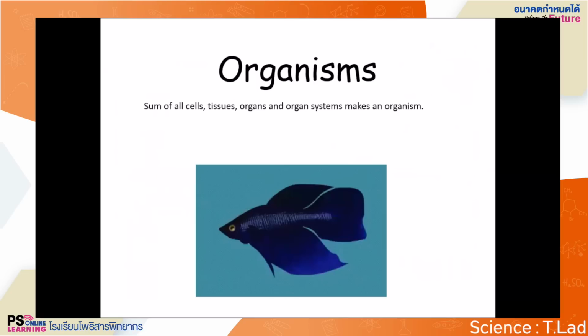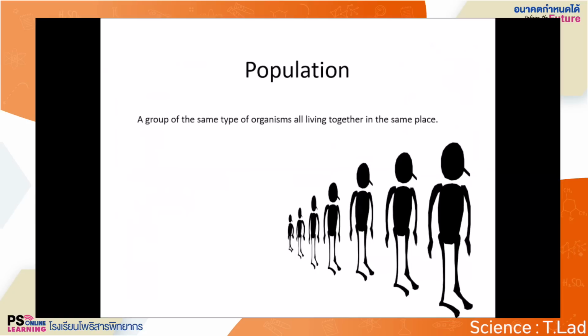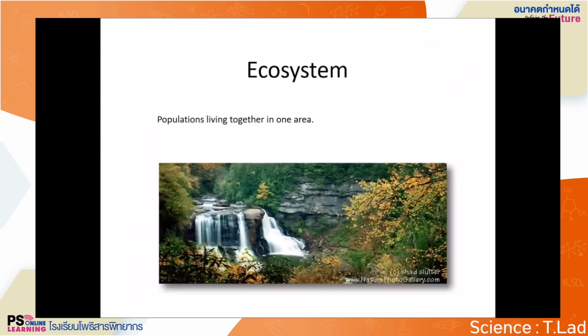So next, what is an organism? An organism is a sum of cells, tissues, organs, and organ systems. So this is basically a multicellular organism. A population is a group of the same type of organisms, all living together in the same place. And an ecosystem contains different populations living together in one area.